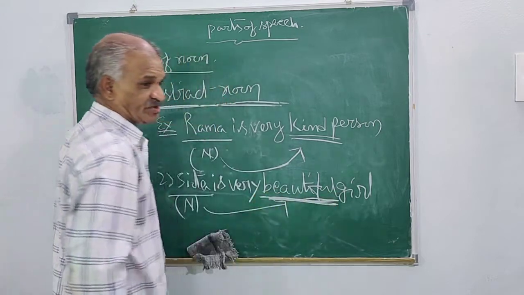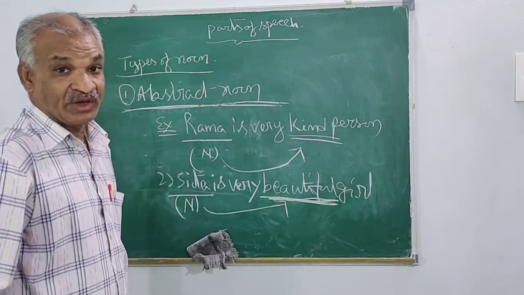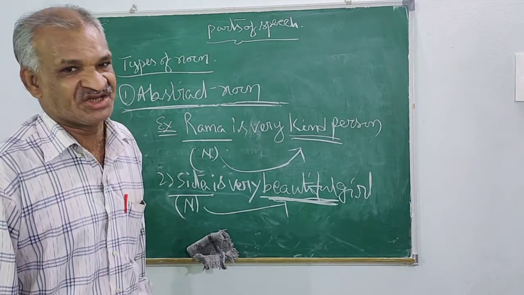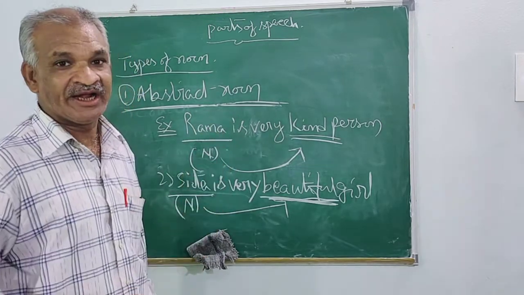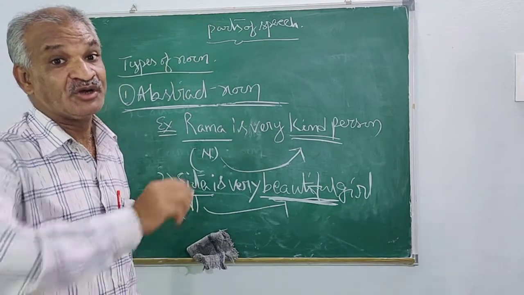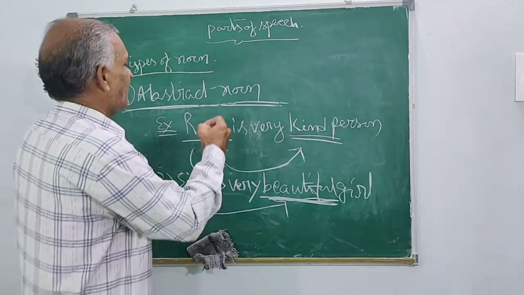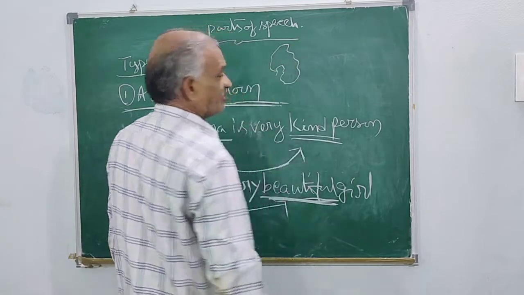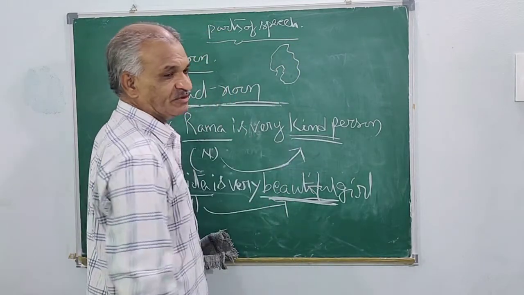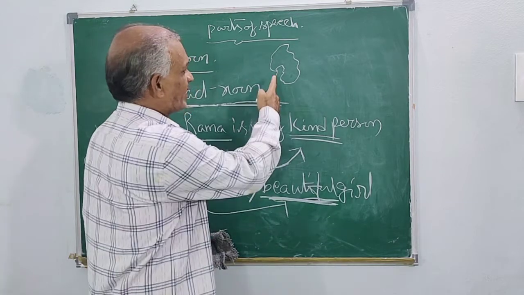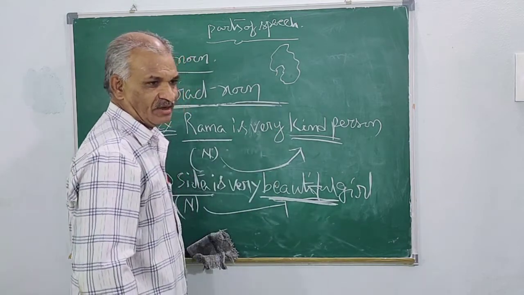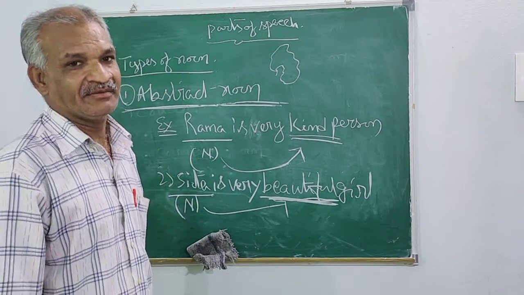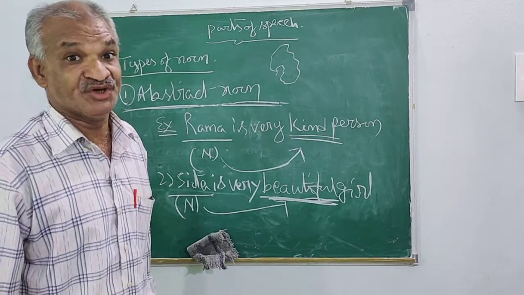That beauty you can enjoy, you can feel, but you cannot see, you cannot touch, you cannot catch, and it doesn't have any particular shape. Can you say this is the beauty of Sita? This is the kind heart of Rama? No, we cannot, because we can only enjoy.